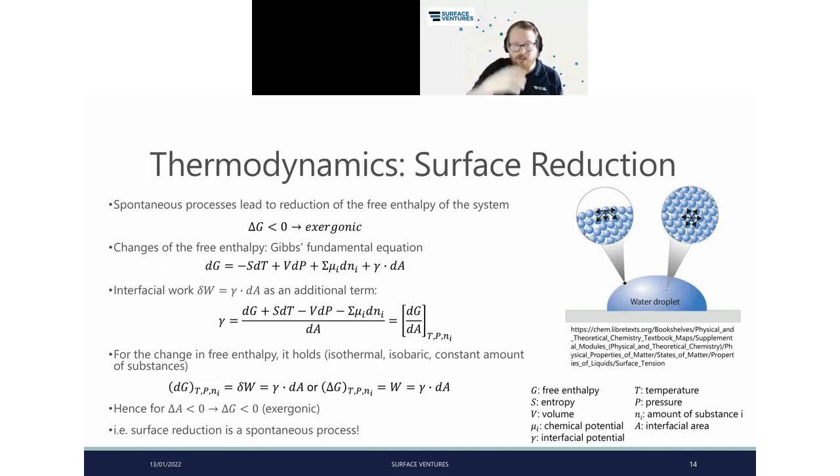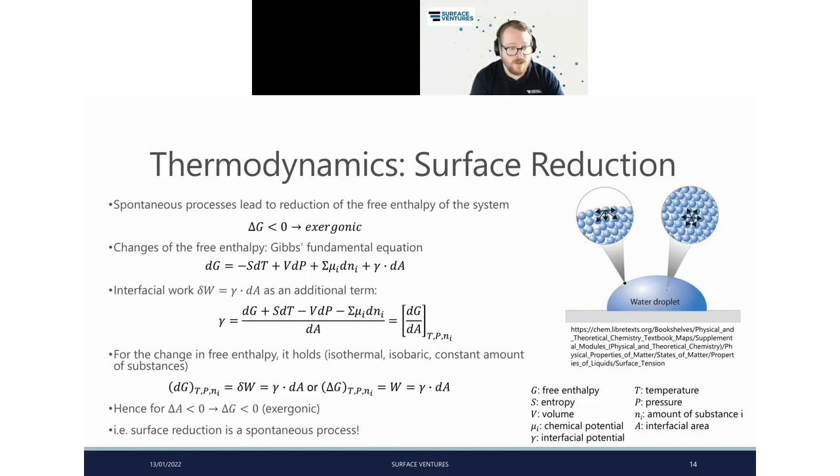What happens is, the easiest way for a system to minimize its energy is to minimize its area or reduce its surface. So basically, these spontaneous processes lead to the reduction of the free enthalpy, or the total energy in terms of pressure and temperature, or volume and temperature, I believe, of the system. This is exergonic. Basically, it releases energy from the system. And this changes the free enthalpy. And of course, with this, we are doing interfacial work, as I talked about before.